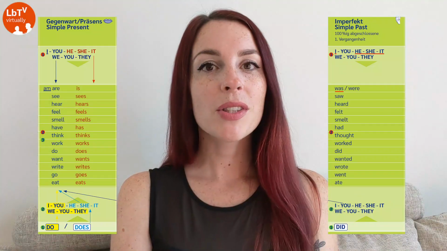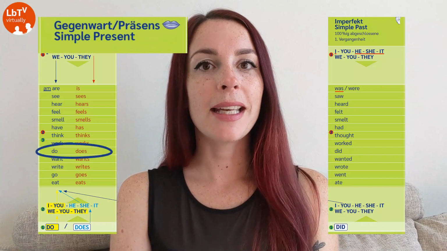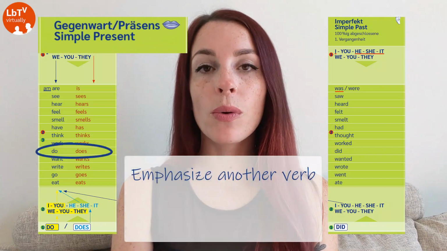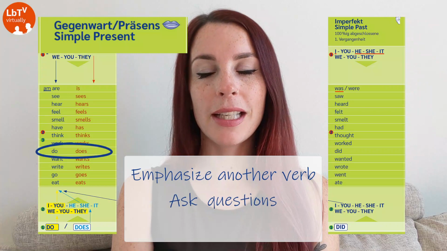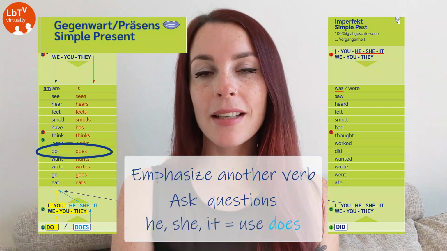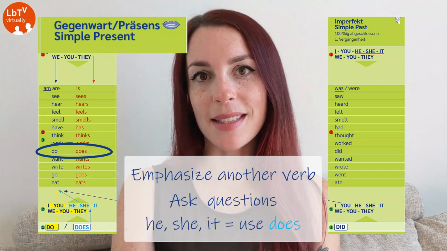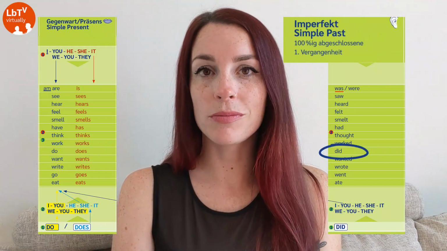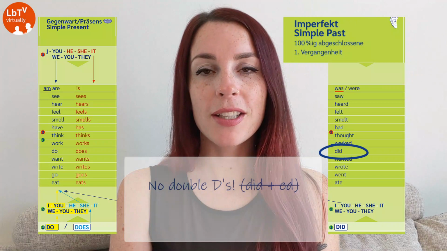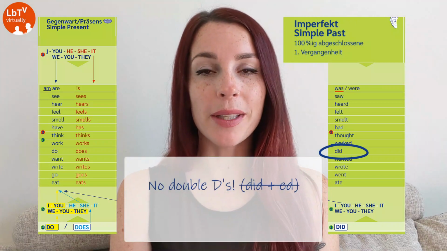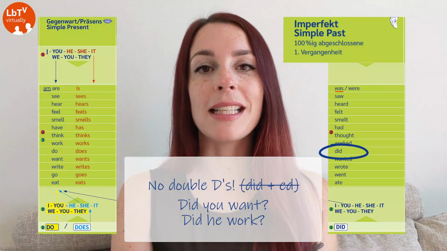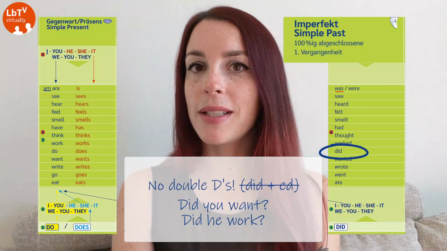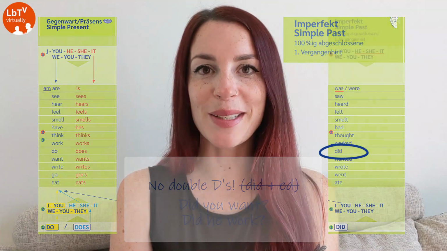To recap, "do" is used in the simple present. It can be used to emphasize something or while asking a question. If you have he, she, and it, use "does". We want to keep that S together. "Did" is the simple past form of "do". It's 100% finished, so if I have a second verb, like did you want, did he work, my second verb does not change. No double Ds here.